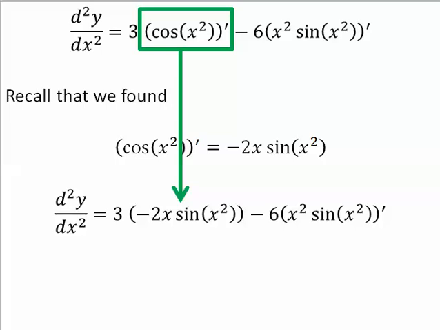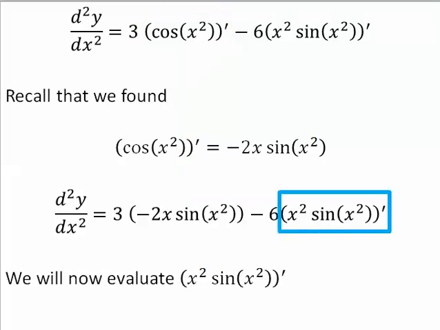Now that we've got that piece, we're left with the second derivative. We need to find the derivative of x squared sine of x squared. And I'm going to have to use a different slide for that because I've run out of room again. All right, so we're going to work on this blue box, and then what we find for the derivative of x squared sine x squared, we're going to put back into our second derivative equation. All right, here we go.